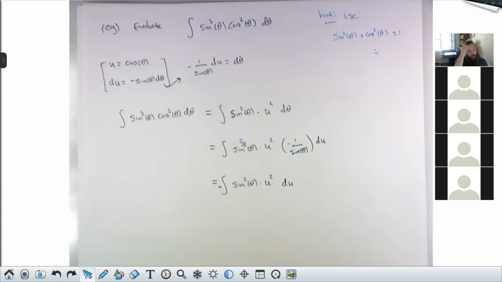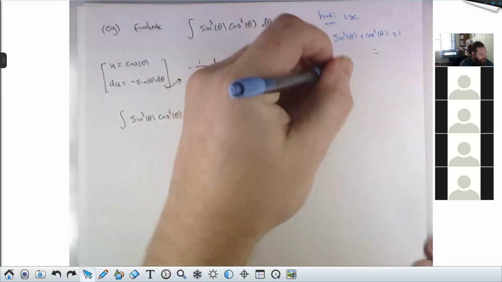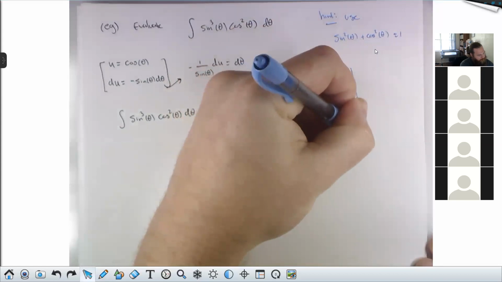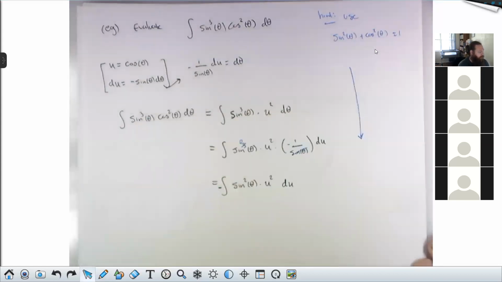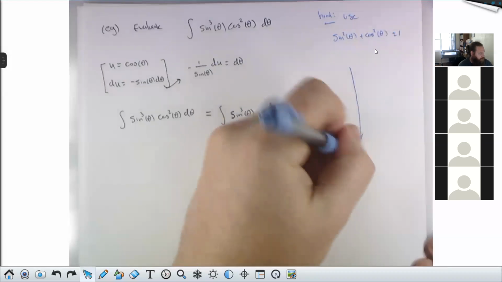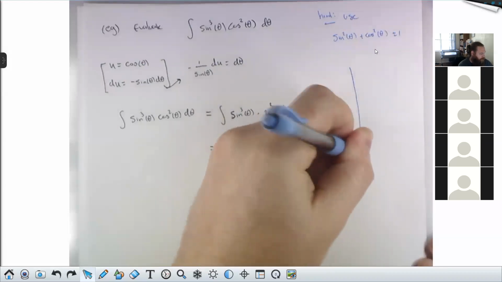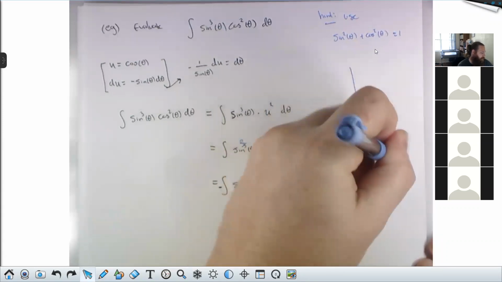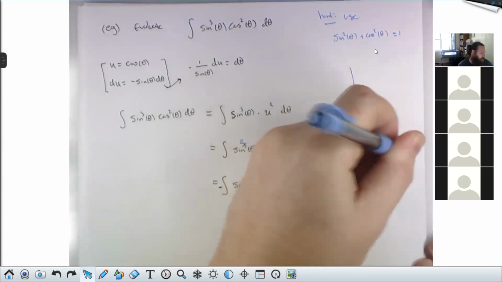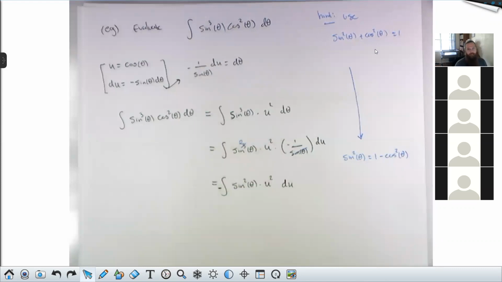Sort of. Sine squared theta isn't the same as negative cos squared theta, but there is a relationship between them. This is where this hint comes in. Sine squared theta plus cos squared theta equals 1. If you subtract cos squared from both sides, that means sine squared theta is equal to 1 minus cos squared theta. That's the magic here.